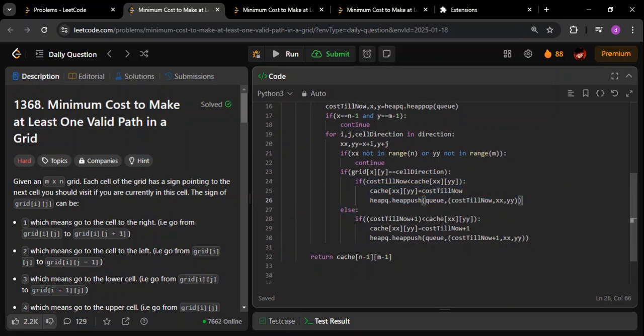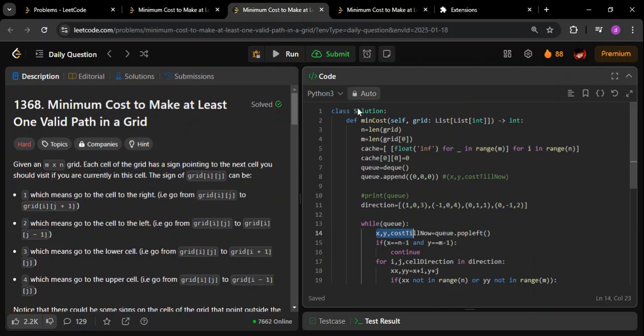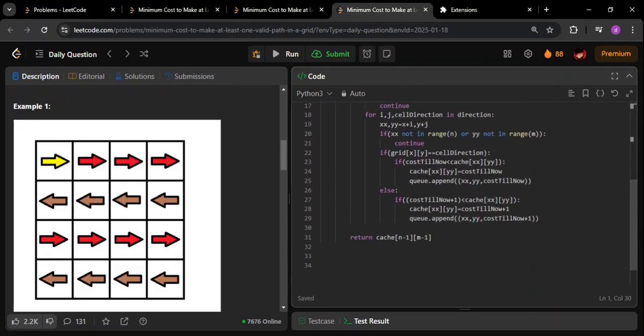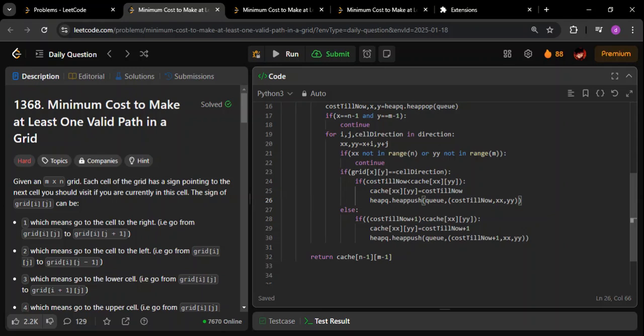If you see what we have done, let me go to the first solution. Yeah, we are doing something like this: q.append. In this case what we have to do is q.heappush, the name of the queue and the value to be pushed. So in all the cases the cost now will be the first element and then x and y. As simple as that.